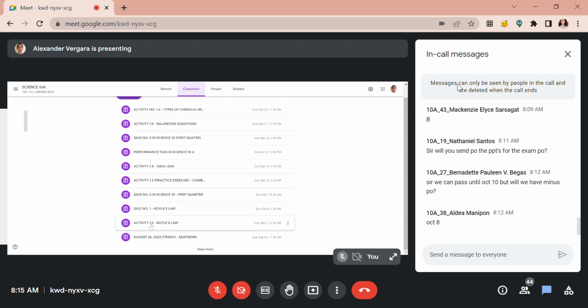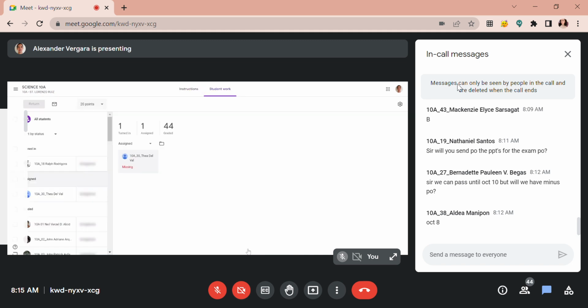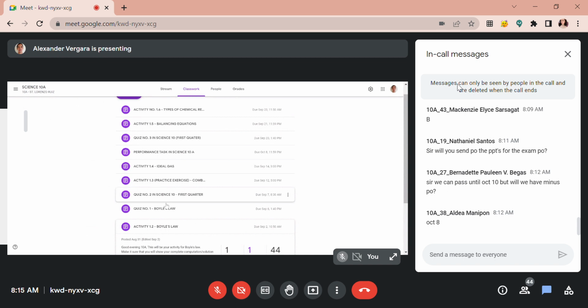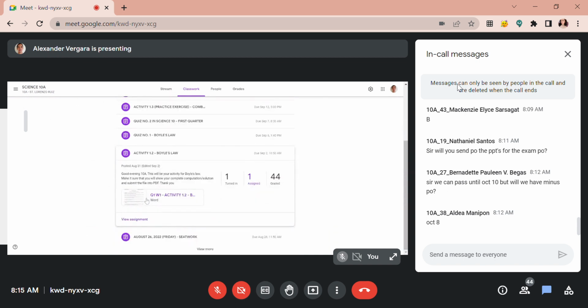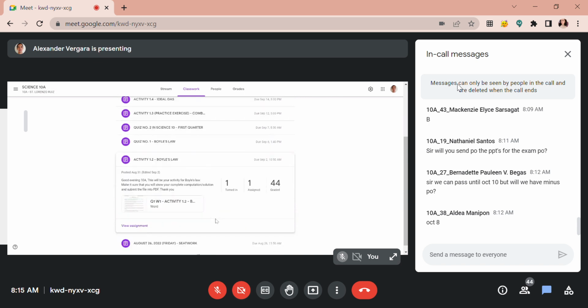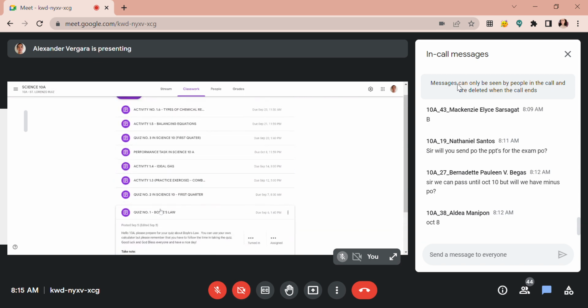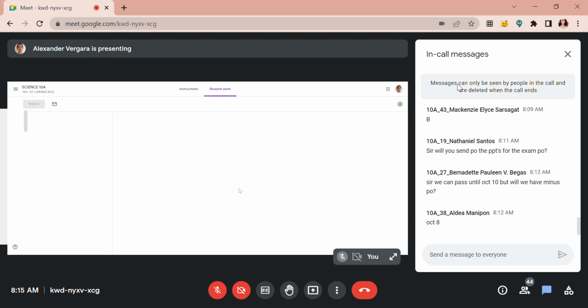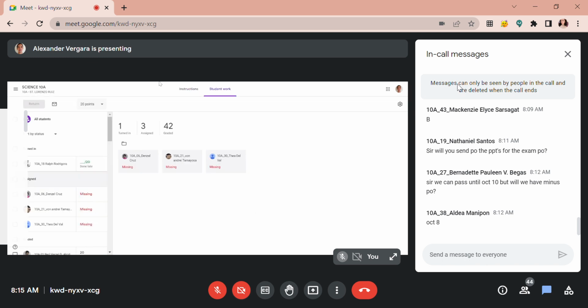Next, for activity 1, Boyle's Law, still not submitting: Thea Del Val and Ralph Rodrigora. I don't know what is happening to Ralph. I think this one is here. This is the given. Okay, activity 2, Boyle's Law also. Quiz number 1. These are not yet taking the quiz, correct? Denzel Cruz, Von, Andre Tamayosa, and Thea Del Val.